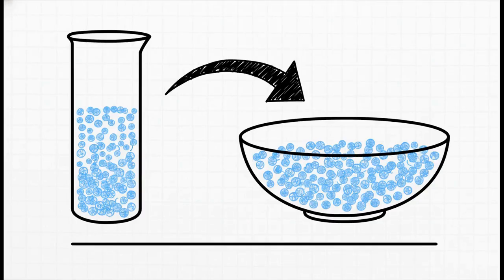Now, with liquids, things get a little looser. The particles are still pretty close, but they aren't stuck. They've got enough energy to wiggle and slide past each other. It's exactly why you can pour water from a tall, skinny glass into a short, wide bowl. The amount of water doesn't change, but its shape does.